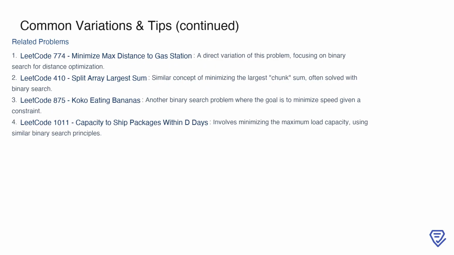This problem is closely related to several other well-known problems on LeetCode, which can help you build a stronger intuition for the underlying concepts. For example, LeetCode 410, Split Array Largest Sum, involves minimizing the largest chunk sum and is often solved using binary search. Similarly, LeetCode 875, Koko Eating Bananas, focuses on minimizing the rate of consumption under constraints, again using binary search principles. Another related problem is LeetCode 1011, Capacity to Ship Packages Within D Days, which optimizes the maximum load capacity.